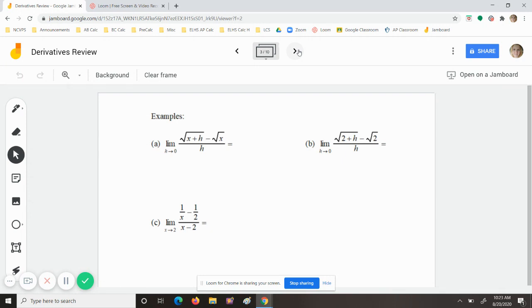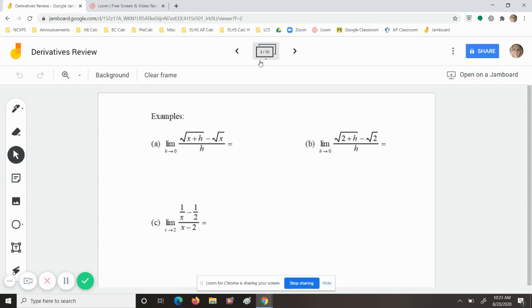So let's take a look at this first one here. We have limit as h approaches 0 of square root of x plus h minus square root of x all over h. My first clue that this is a limit definition of derivative problem is the fact that it's as h approaches 0. Anytime you see that, you're pretty much guaranteed that it's going to be a limit definition of derivative problem. Now, notice that this one has the x's in there. So what this one is asking for is the derivative of a function. We have to figure out what function that is.